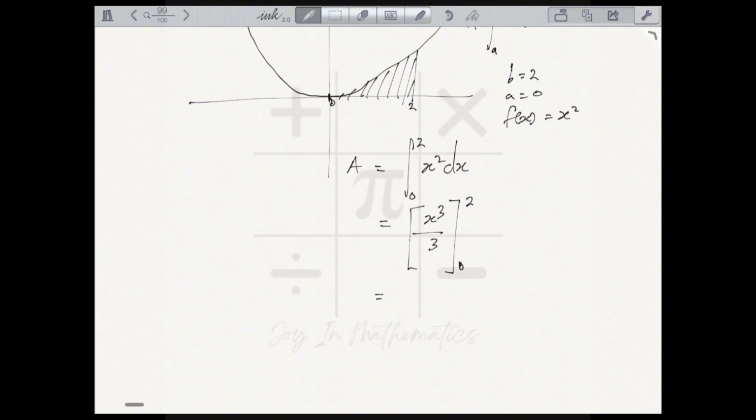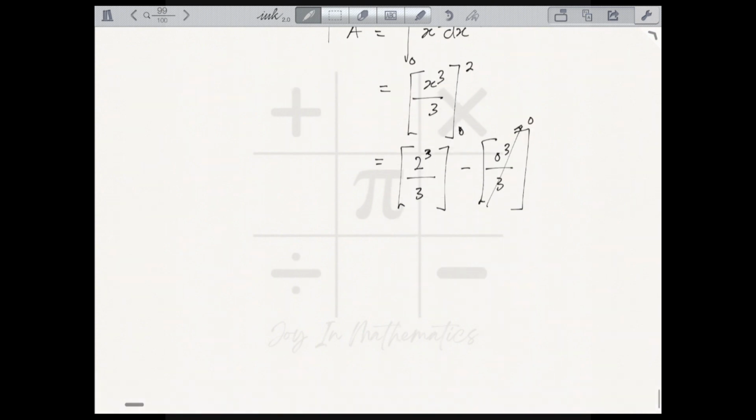Substituting our upper limit, we have 2 raised to the power 3, and substituting our lower limit, we have 0 raised to the power 3. This simplifies to give us 0. We are left with 2 raised to the power 3 over 3, that is 8 divided by 3. And this will give us 2.666. And the unit is square units.